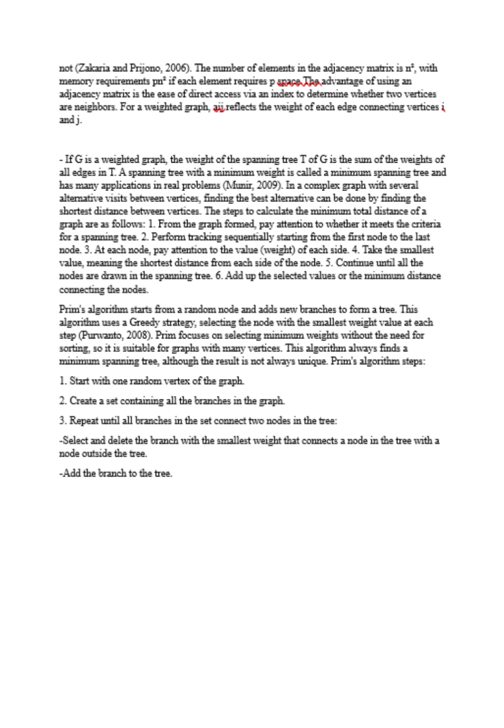Perform tracking sequentially starting from the first node to the last node. 3. At each node, pay attention to the value, the weight, of each side. 4. Take the smallest value, meaning the shortest distance from each side of the node. 5. Continue until all the nodes are drawn in the spanning tree. 6. Add up the selected values, or the minimum distance connecting the nodes.